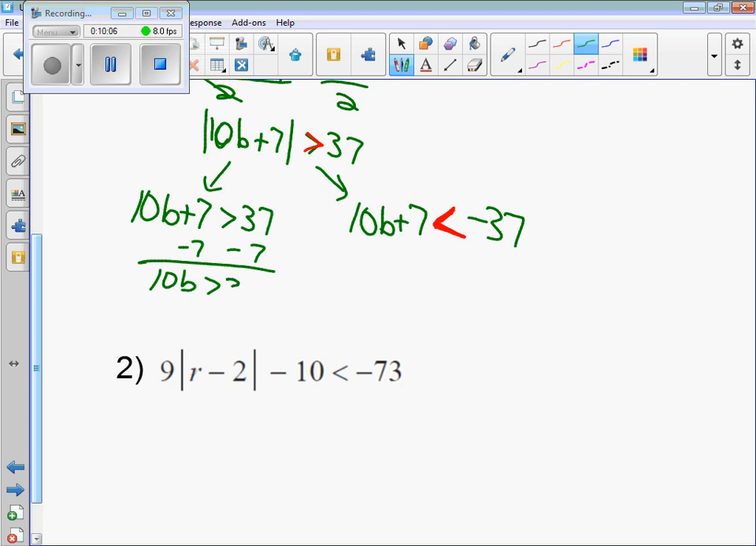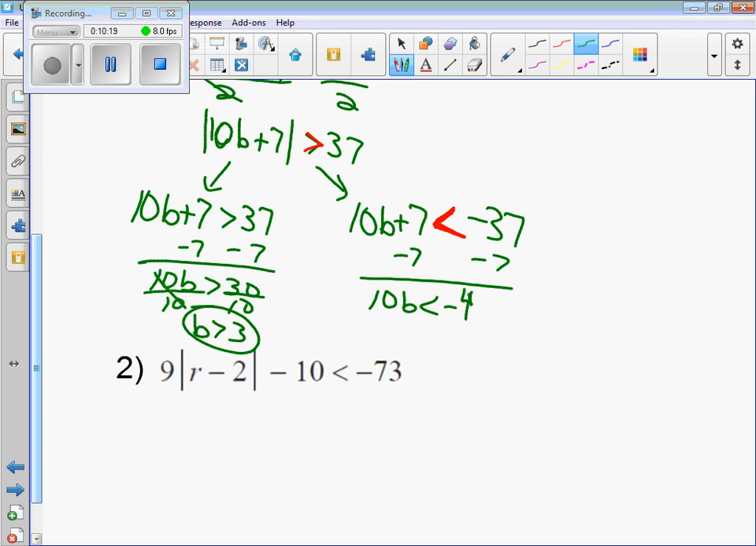Divided by a positive number, so the inequality does not switch. b is greater than 3. Less than negative 44. Divided by 10. b is less than negative 22 over 5. Okay, moving on.